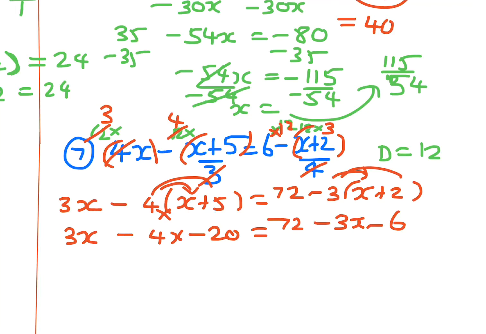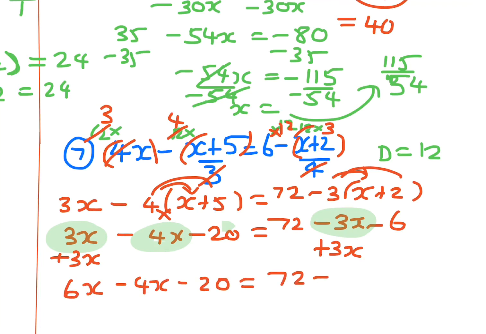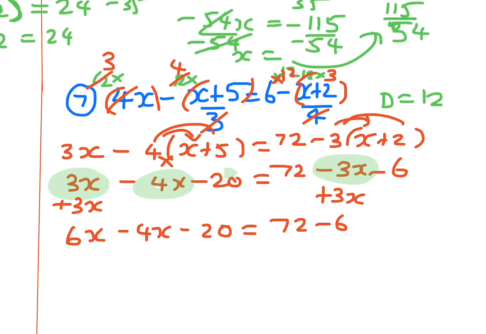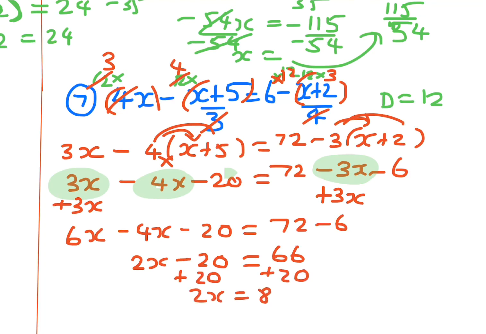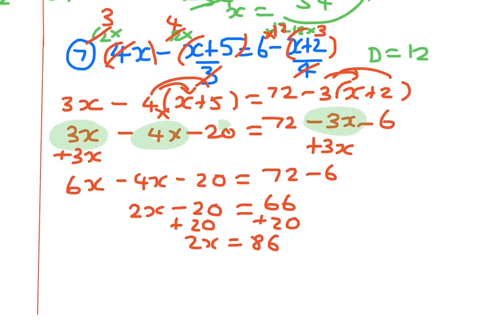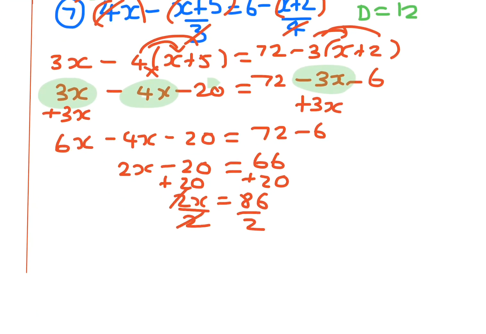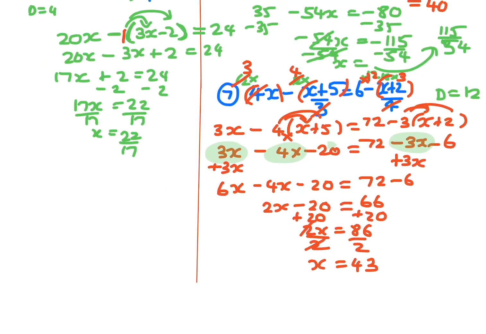Okay, so now what we need to do is collect all of the x's together, all the like terms. So if I get rid of the x on this side, I go plus 3x, plus 3x. You get 6x minus 4x minus 20 is 72 minus 6. 6x minus 4x is 2x minus 20. 72 minus 6 is 66. And then plus 20, plus 20. 2x equals 86. And then divide by 2, divide by 2. X will be 43. And that's it.